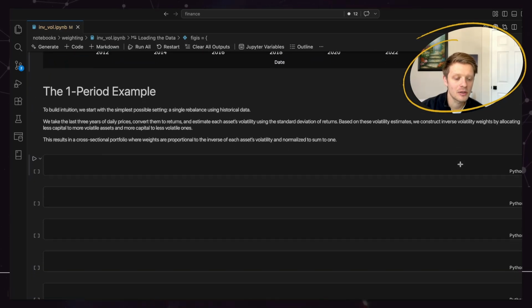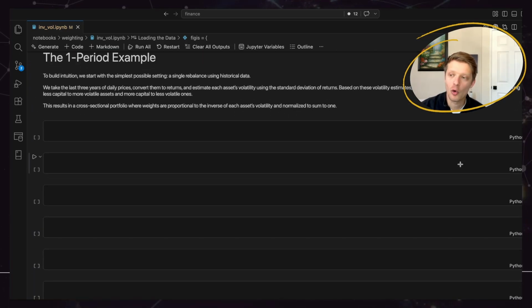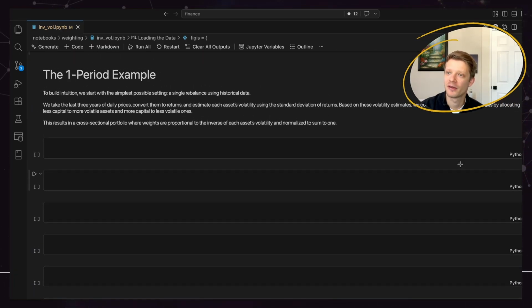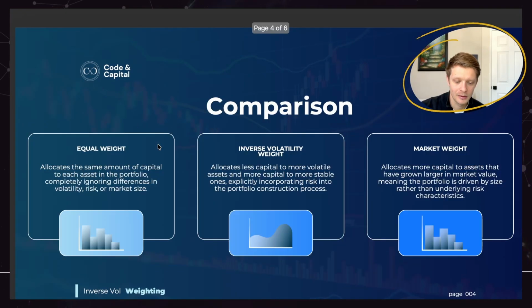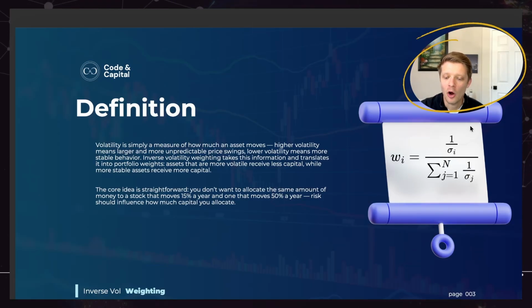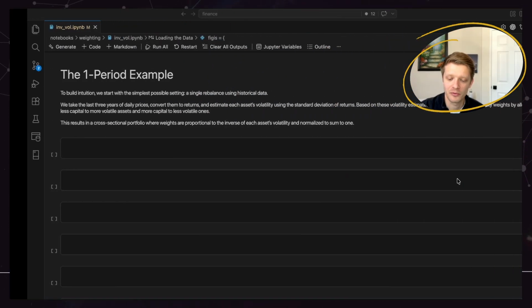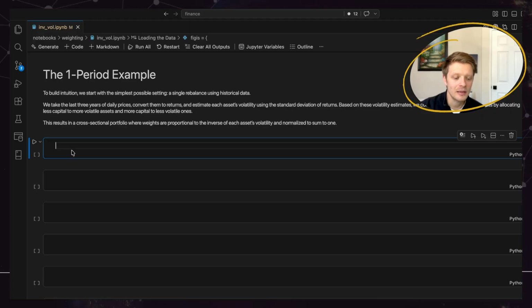We can now jump into the coding exercise of this video. We want to implement the inverse volatility weighting strategy that we just saw in theory. If we go back here, we can really see all we have to do is create our volatility in the first place and then divide it by the sum of all volatilities of the portfolio. So we can look at that now.